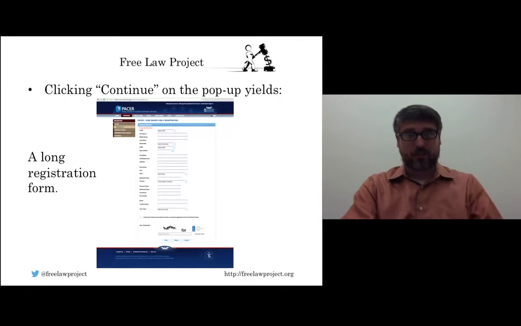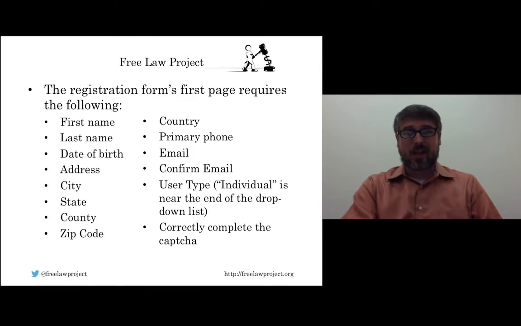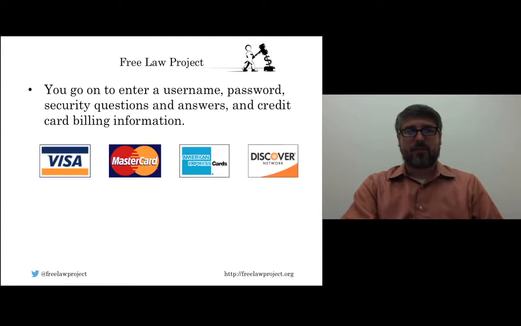You get a long registration form with a lot of required fields. You have to provide first name, last name, date of birth, address, city, state, county, zip code, country, primary phone, email, confirm your email, pick a type of account. Individual is an option near the end of the drop-down list. And there's a CAPTCHA that you need to correctly complete. Then you're also going to be asked for a username, password, some security questions and answers, credit card billing information. Okay.